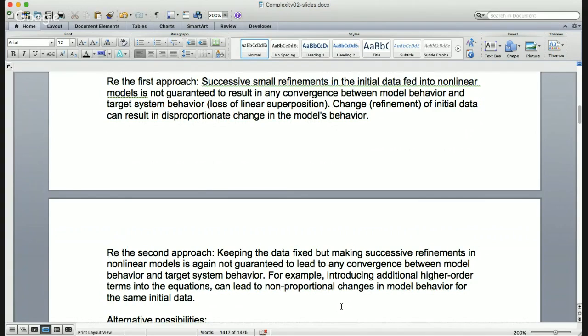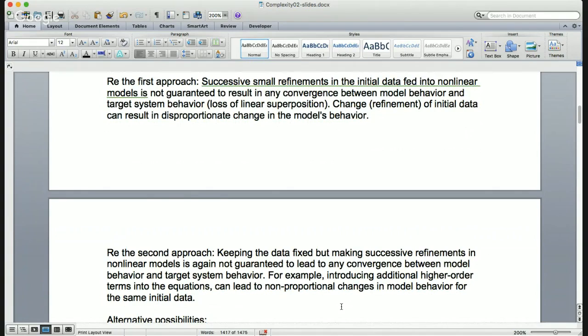Now, in the second strategy, the Wimsatt strategy, keeping the data fixed but making successive refinements in nonlinear models is also not guaranteed to lead to any convergence between model behavior and the target system behavior. Again, because of the loss of linear superposition, any small change in the model, for example, by adding additional higher order terms into the equations, can lead to non-proportional change in model behavior for basically the same initial set of data, again rendering the convergence strategy ineffective as a means of confirming the model.